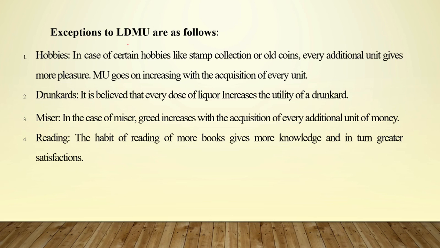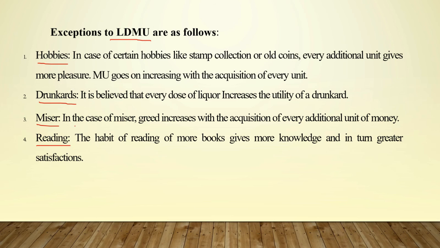Exceptions of the law of diminishing marginal utility. Hobbies, drunkards, money, reading. Suppose old coin collection is a hobby. Suppose he is getting more and more coins, his pleasure increases. His marginal utility increases. His satisfaction increases. A drunkard consumes more and more liquor, which gives more pleasure, more utility, and more satisfaction. These are the exceptions of LDMU.